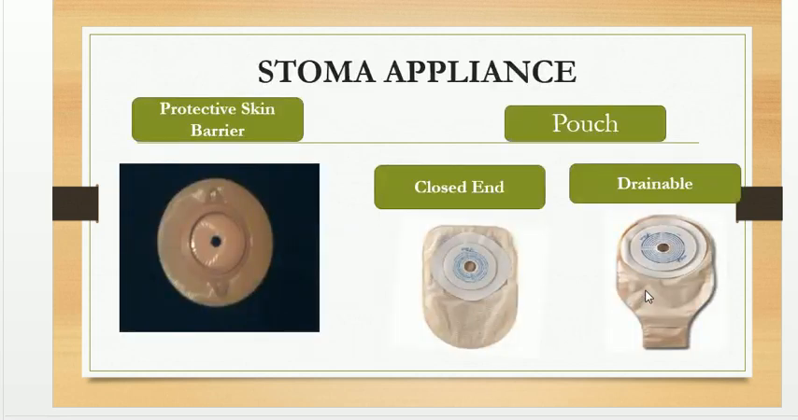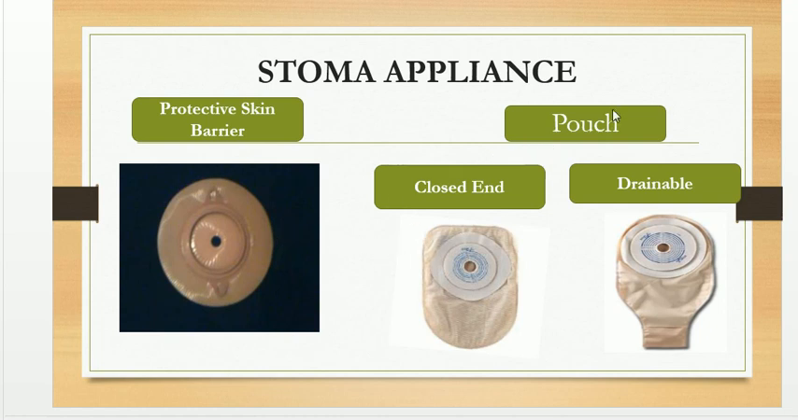Stoma appliances. Here you can see different stoma appliances. Protective skin barriers, this is one form where this is applied. It is sometimes also called a wafer. It protects the skin around. This is the part through which the opening of the colostomy or ileostomy comes out, and there is a surrounding part attached to the skin, which basically protects the skin from the effluents.